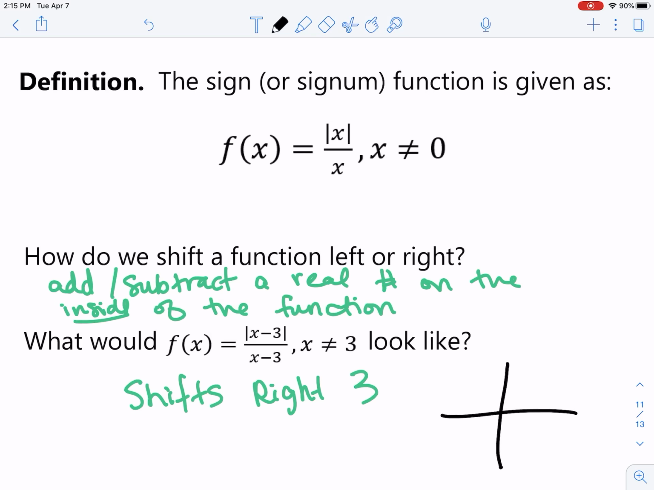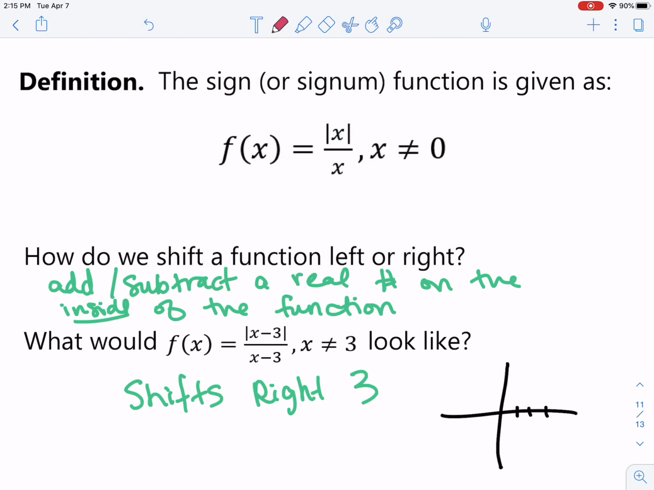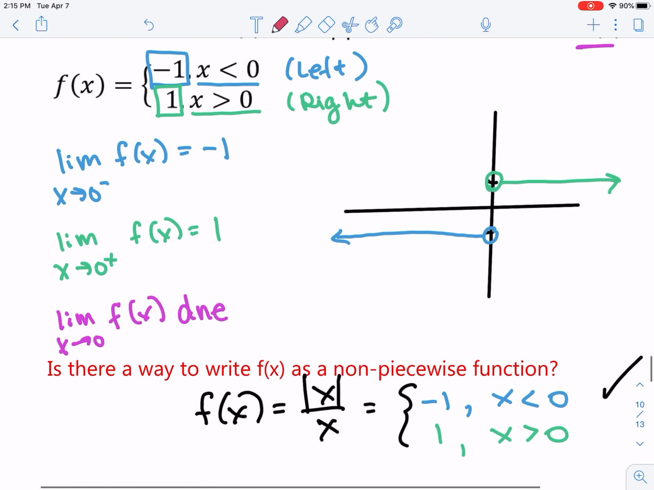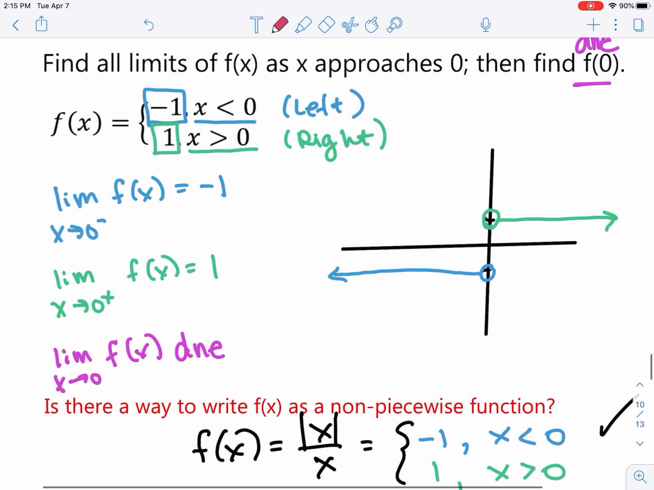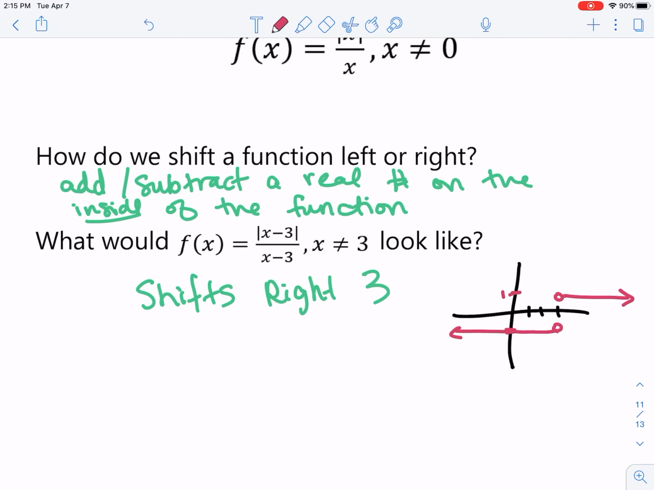If I've gone to the right 3, that jump is now at 3 instead of at 0, but I've only shifted it. These y values are still -1 and +1. I've just taken those broken railroad tracks, that blue and green graph, and shifted it to the right 3. So it does not affect the y values. Those are still -1 and 1.